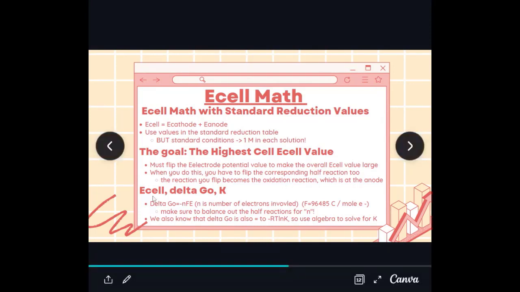With the E cell, you can also relate to delta G naught and K. So we learned from exam 3 that delta G naught is equal to minus RT ln K. So you can use algebra to solve for K. Another formula that's helpful is delta G naught is equal to negative nFE, where n is the number of electrons involved. F is equal to 96485 coulombs per mole of electrons. And we make sure to balance out the half reactions for n.